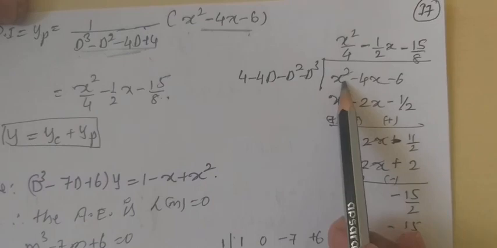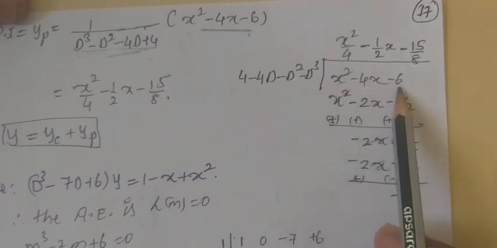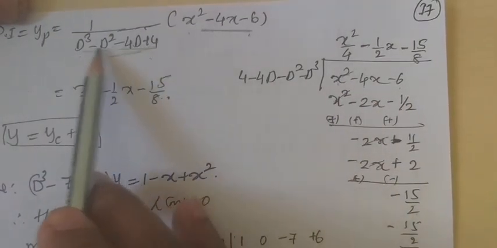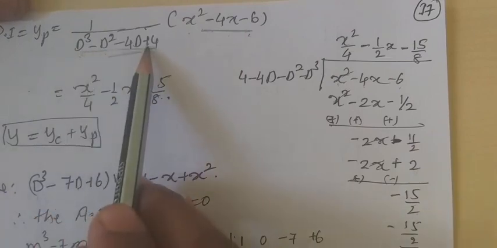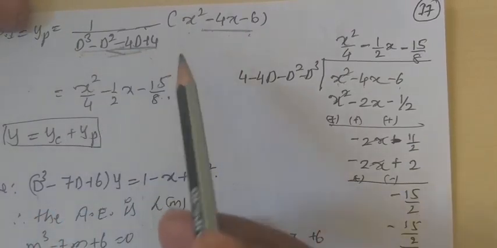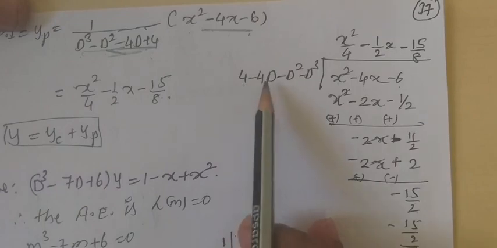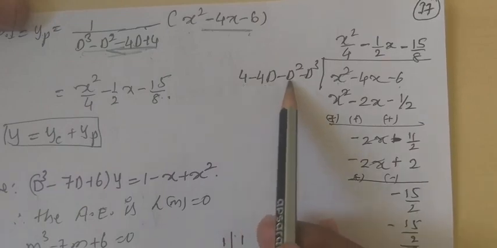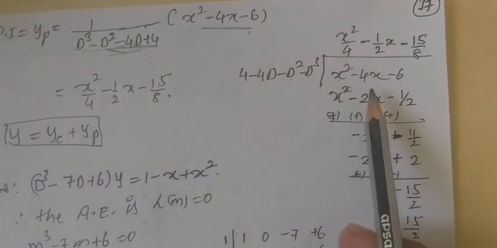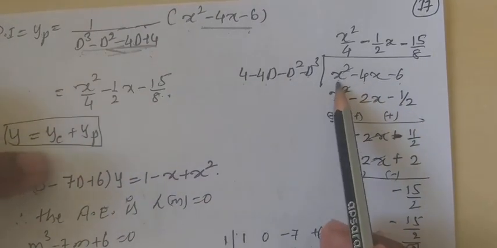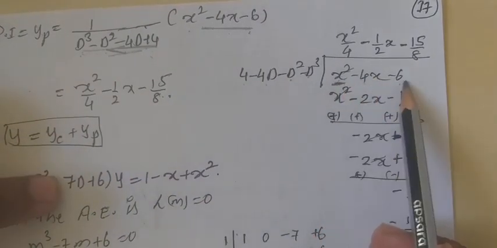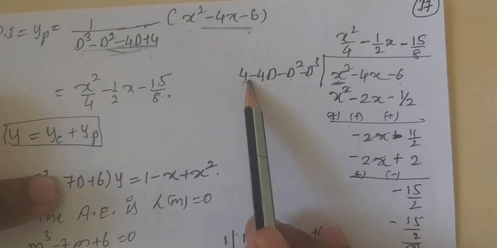Already it is in the descending order, so we will write it as it is, x square minus 4x minus 6. But we have to write the denominator in the ascending order, that is, first we start with the constant term. We go this way: 4 minus 4D minus D square plus D cube. Now let us concentrate on this. First we will concentrate only on this, nothing to worry about the other terms.